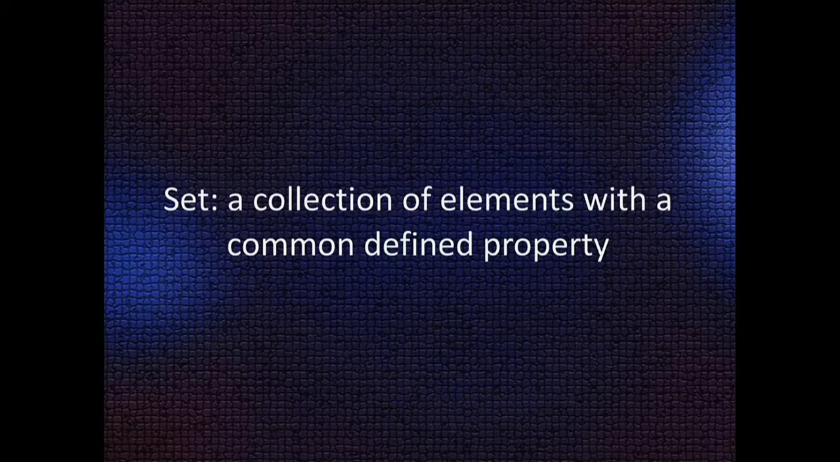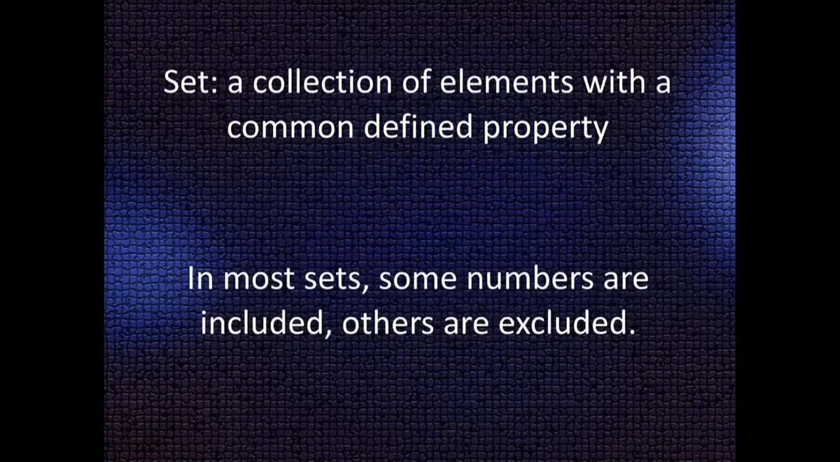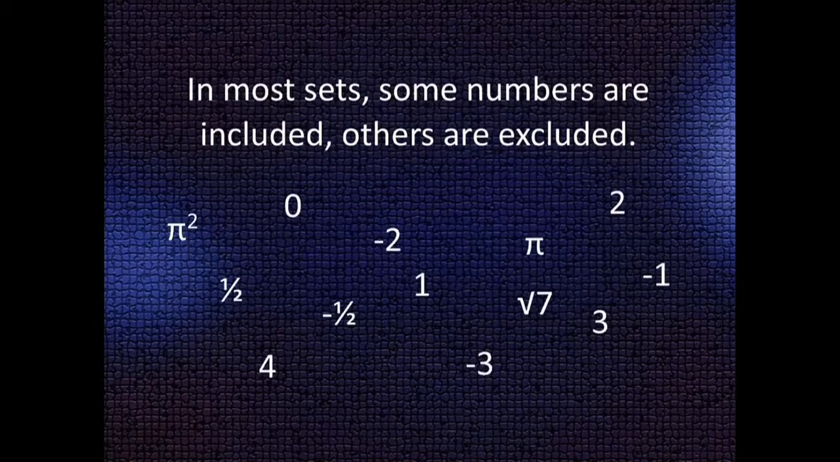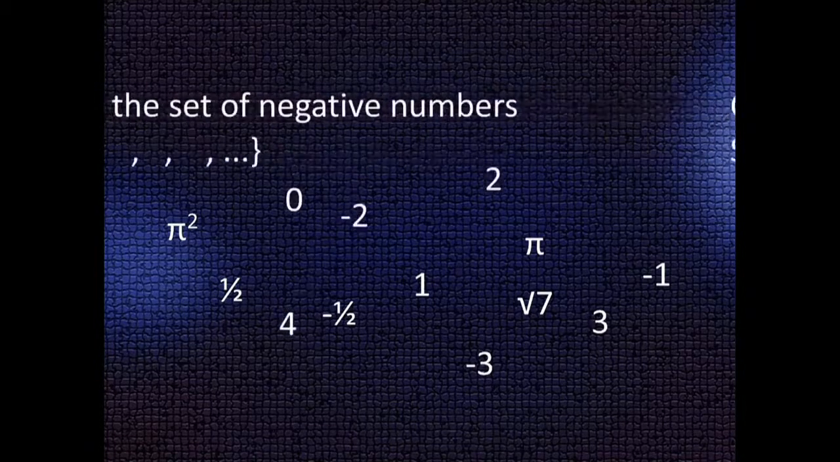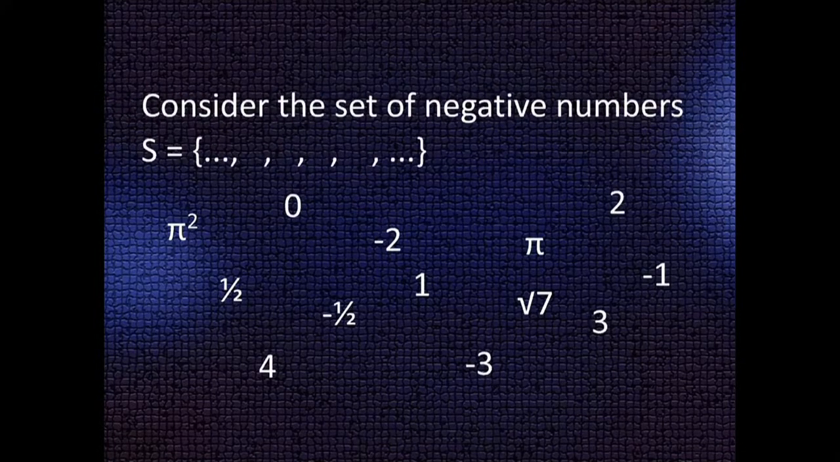A set is a collection of elements with a common property defined. And so, for example, in mathematics, you can have certain sets of numbers, and some numbers will be included in the set, and other numbers will be excluded from the set. Sure. So, for example, you might have the set of even numbers, and in that set, you're going to have those numbers that you see there, but you're going to have the other ones that are excluded. That makes sense. And of course, you could have the set of negative numbers, in which case a different set of numbers would be included and others would be excluded.